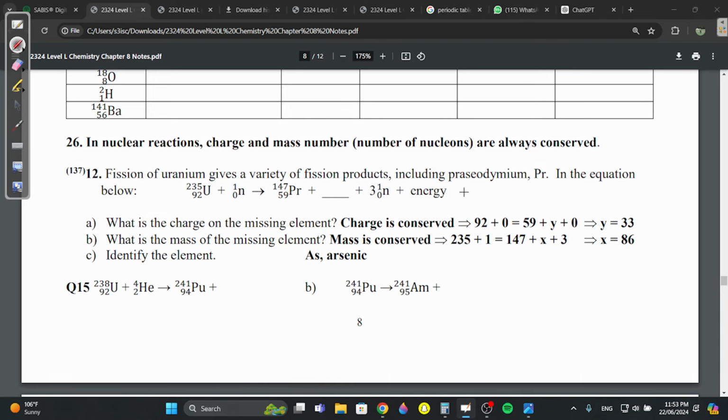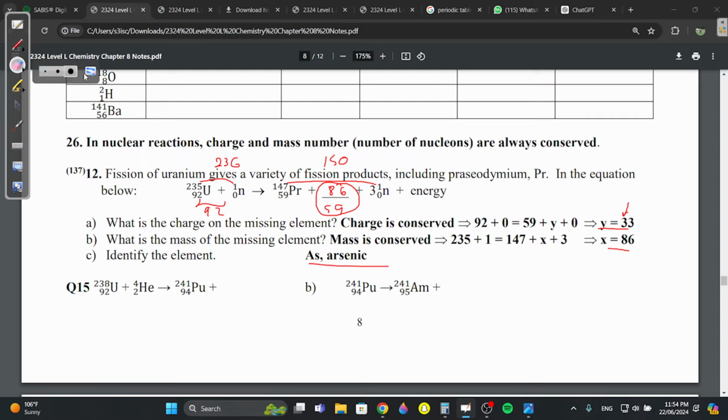element? You're not supposed to see this. What is the charge of the missing element? You know mass is conserved, so you have 92 over here. You have 59 and 0 over here. So 92 minus 59 is 33. So the charge would be 33. Then what's the mass? You have 236 over here. 147 plus 3 is 150. If you subtract them, you get 86. Identify the element: you go to the periodic table, look for 86 and 33, and you get arsenic.